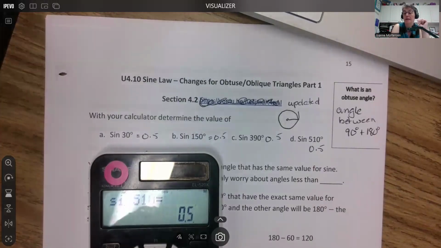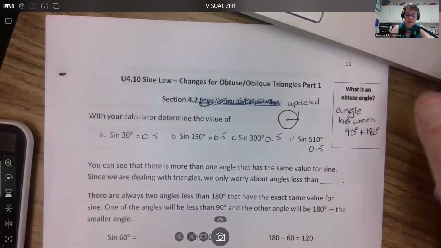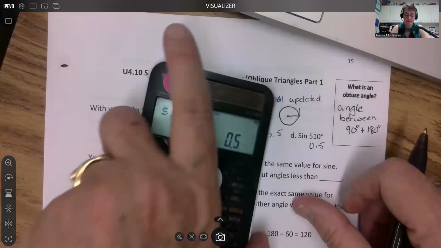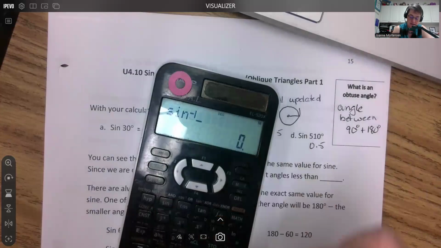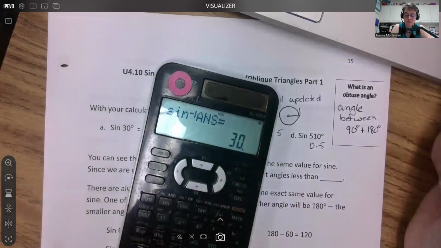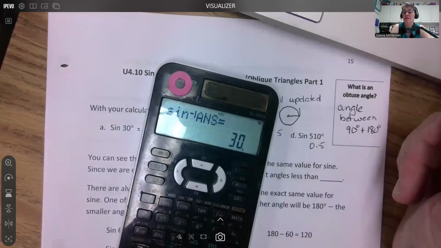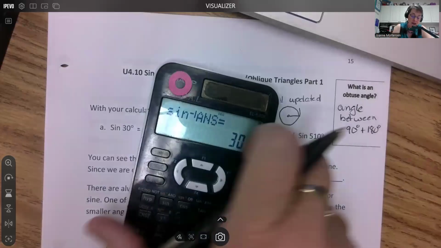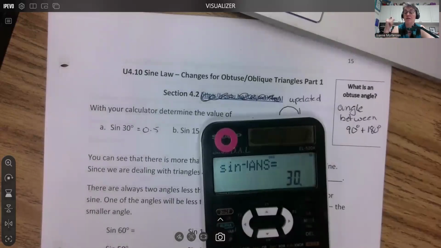Your calculator is not nearly as clever. If you use shift sine to find the angle that goes with this, it's going to give you 30 degrees. It'll never give you 150 or 390 or 510. It always just gives you the smallest one. So sometimes you have to adjust.